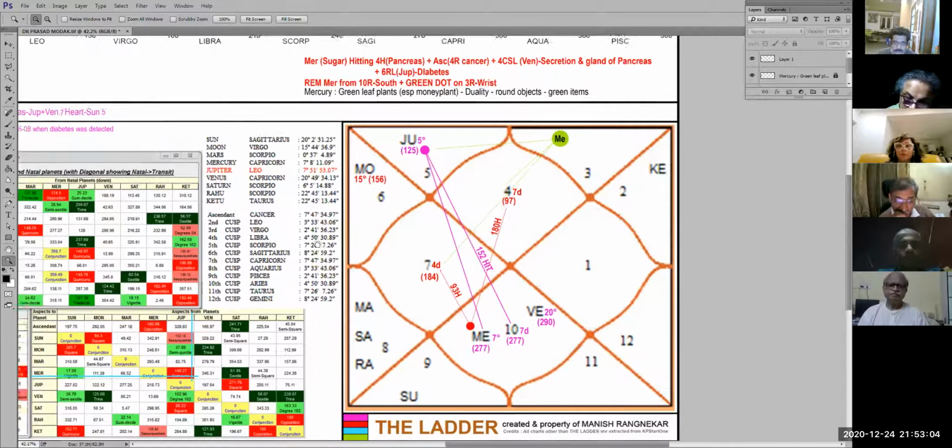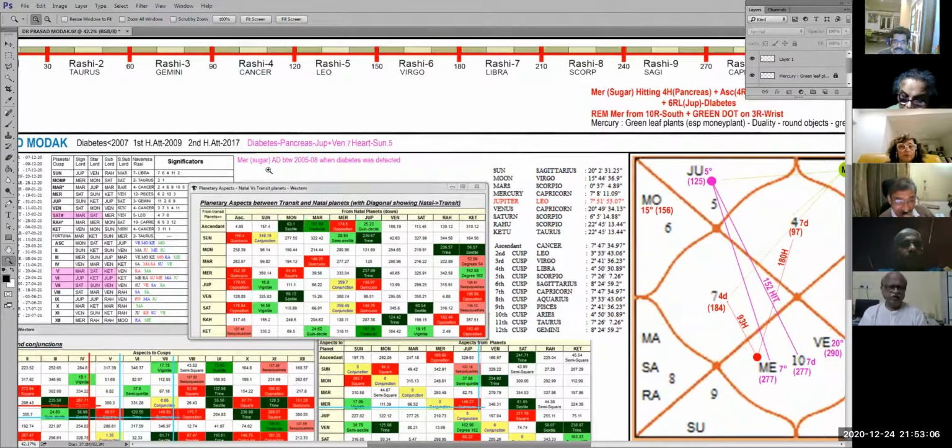Okay. Now go back to this point which I had said. Mercury Antardasha started in 2005, 2008. That was when his diabetes was detected. Can you see the thing between that?